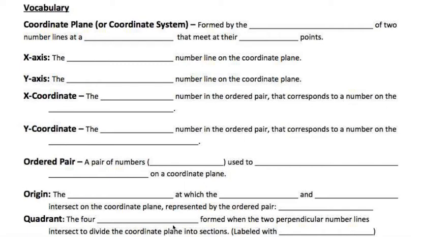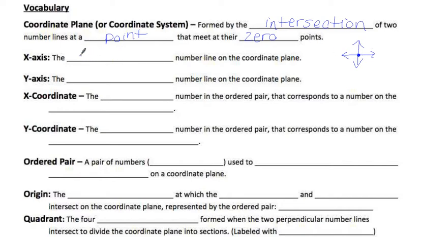In this video, we're discussing the coordinate grid or coordinate plane. The coordinate plane, or coordinate system, is formed by the intersection of two number lines at a point that meet at their 0 points. So what that means is we have a vertical number line and a horizontal number line, and where they meet right here, it's the 0 on the vertical and the 0 on the horizontal.